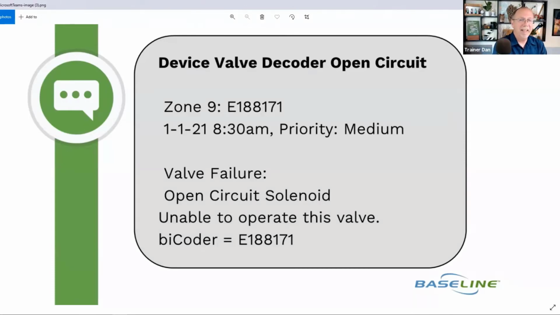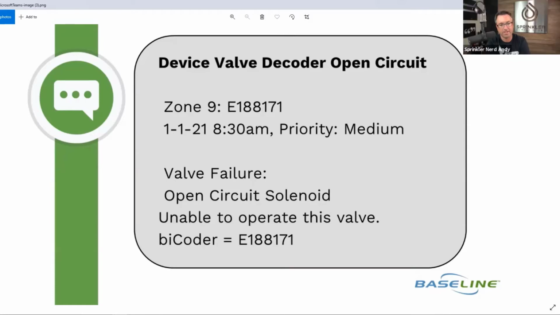So this is saying that zone 9 and E188171, they're associated, they're assigned back at the controller. So zone 9 had a valve failure because of an open circuit solenoid. But more importantly, if we cut to the chase, it didn't operate this valve. So zone 9 didn't run. You know that right away. It confirms the serial number on there, and it tells you why it didn't. So it was an open circuit solenoid.